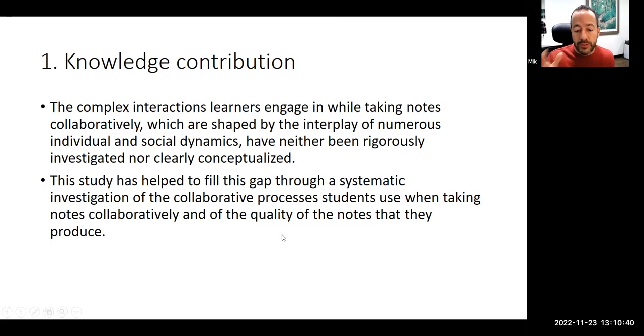And the present study helps to fill this gap, because this was a systematic investigation of the collaborative processes that students use when taking notes collaboratively, and of the quality of notes that they produce. So this was the rare study that actually looks at the notes themselves and actually evaluates what those notes contained and their quality. That is something that I think makes the study rigorous, and so it offers this knowledge contribution. It tells you what good collaborative notes should probably look like in order to be effective, and what kind of processes will be effective for students' learning.